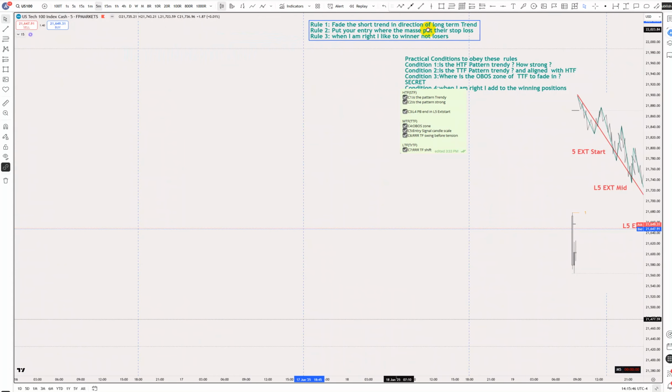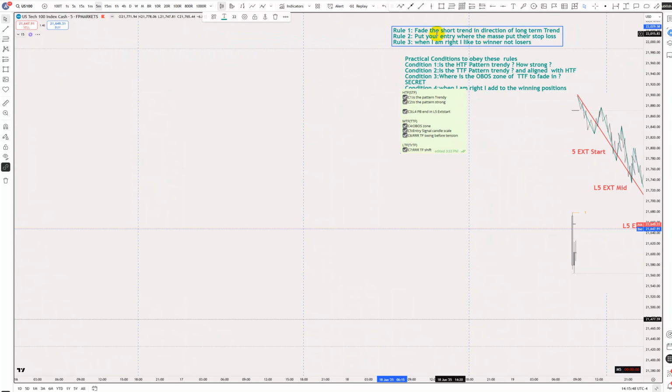So now, as I said, the first rule is that you have to have a short-term trend in the direction of the long-term trend. So condition one is that you have a higher time frame pattern that is trendy. And the second thing is that you have a short-term trend which is aligned with the higher time frame.